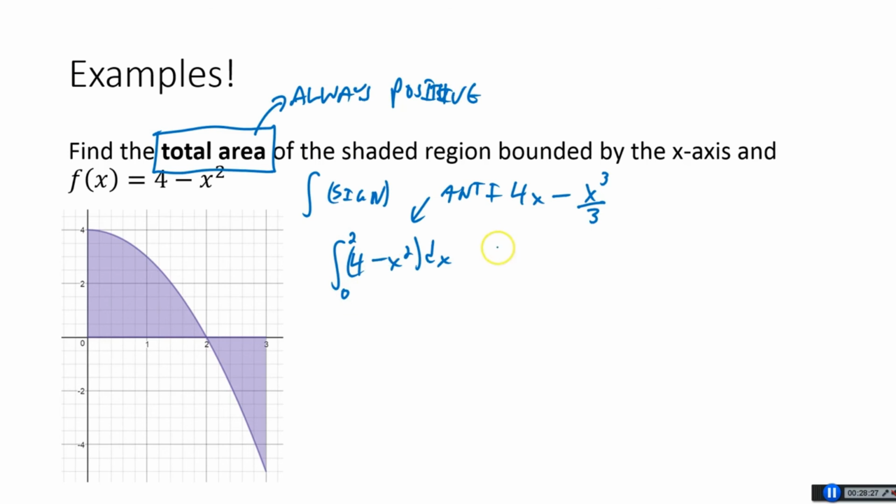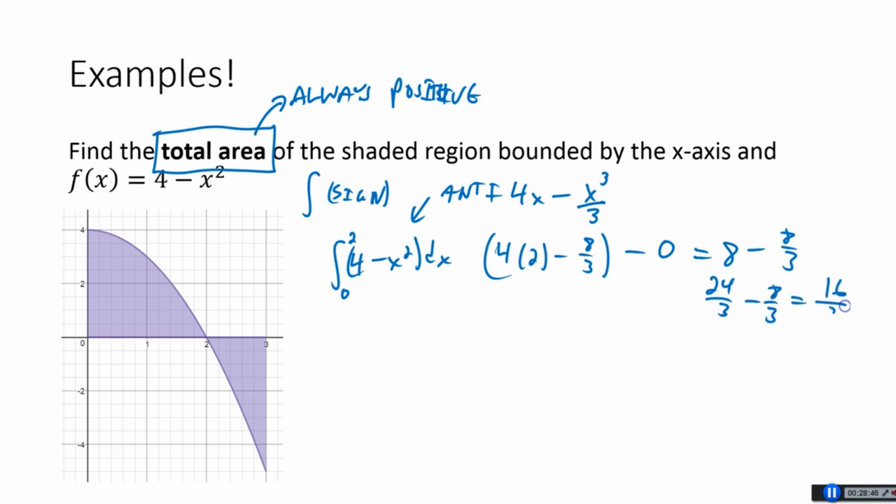We'll plug in 2 and 0. So we have 4 times 2 minus 8 thirds. Minus, hey, when I plug in 0 here, 0. Beautiful. So this gives us 8 minus 8 thirds. 8 is 24 thirds minus 8 thirds, which is going to be 16 over 3. So that's the top part here, 16 thirds. Now let's figure out the bottom.